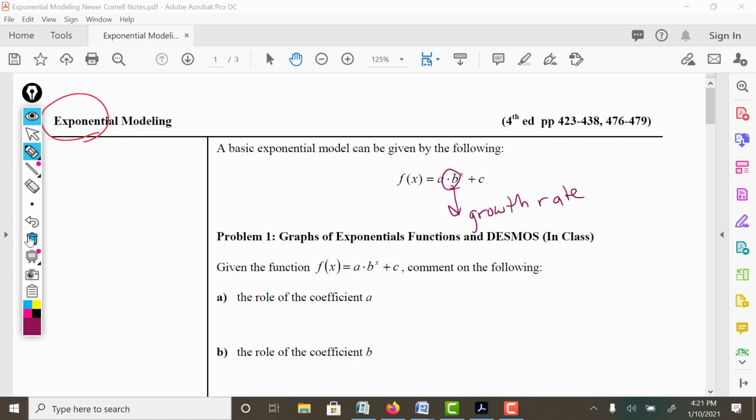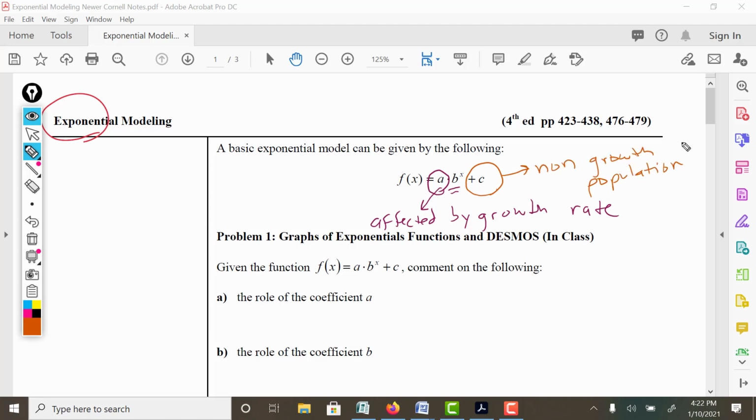A will be a number that is affected by the growth rate. So in a population of humans, for example, there are so many humans that would be able to reproduce, right? And they would reproduce at a certain rate. Now, in that population, there's also a group of people that may not be able to reproduce.